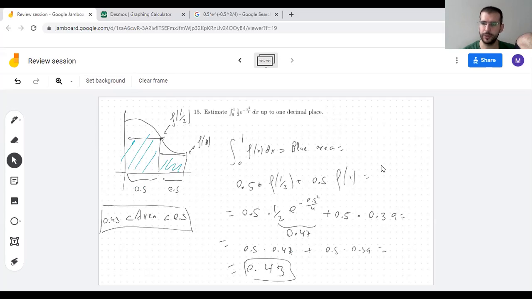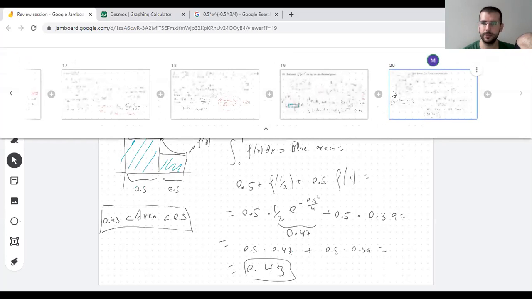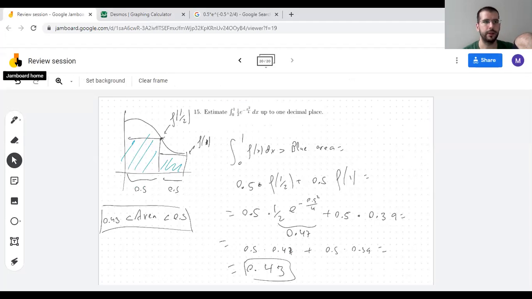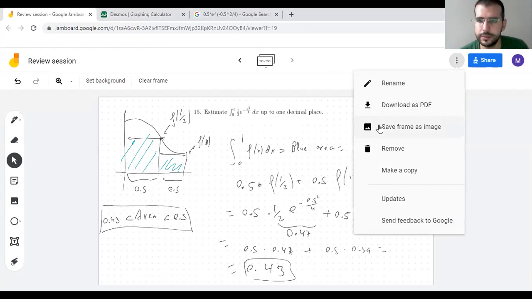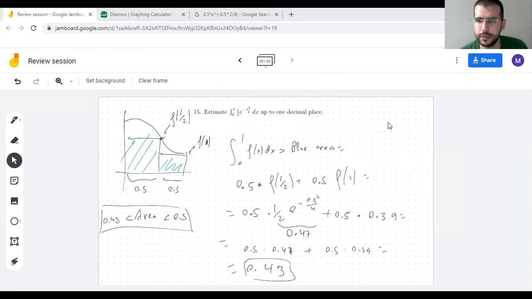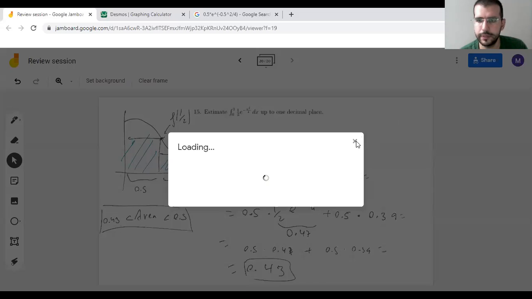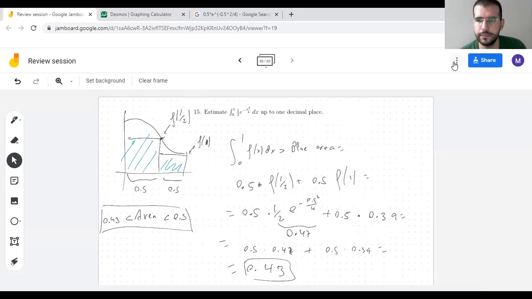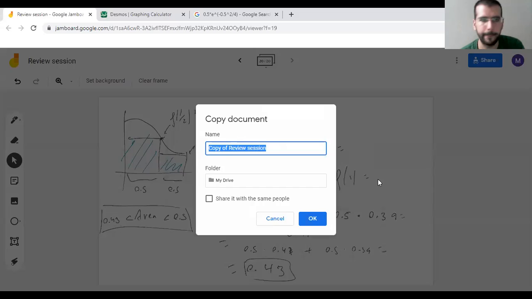I need to do a new Jamboard because it doesn't let me add any more past 20. Okay, which one did I miss? 2D. All right, 2D. I need to duplicate this. Make a copy.